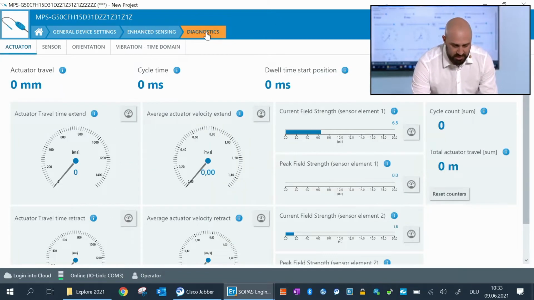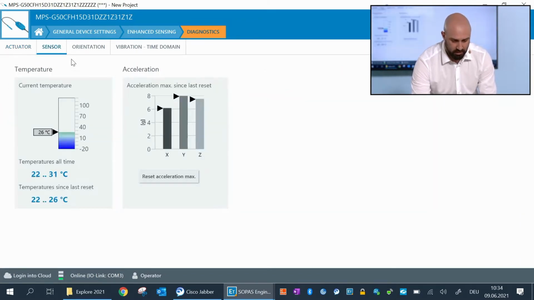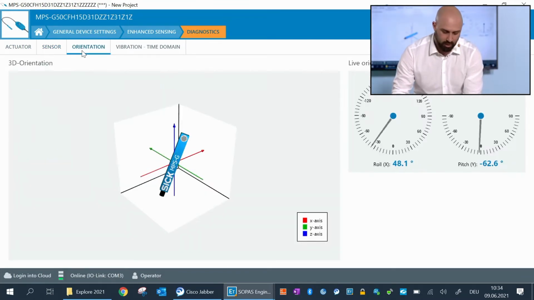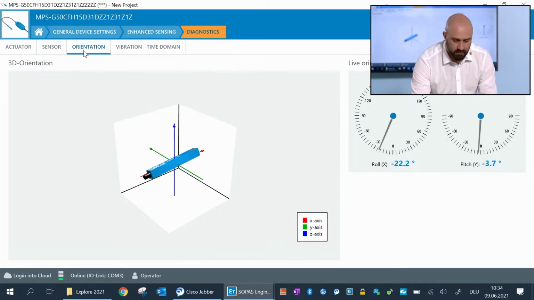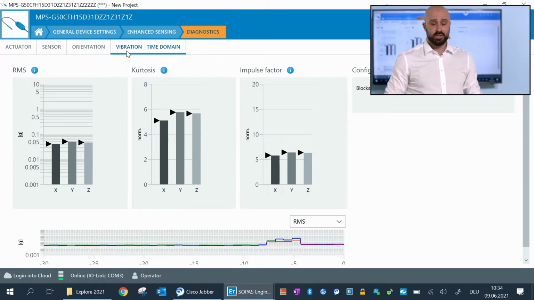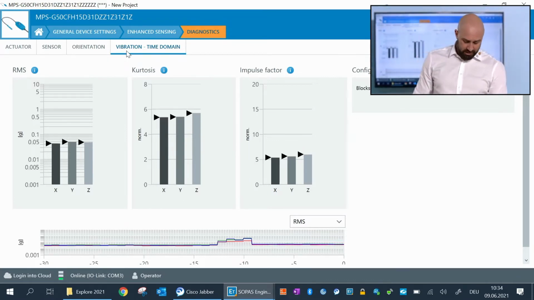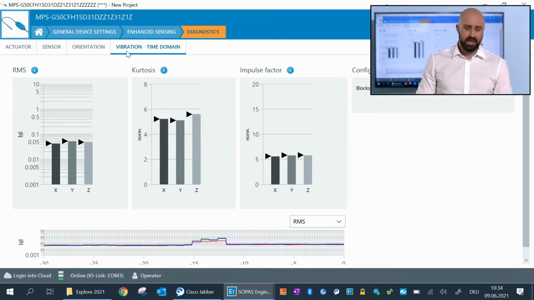Now we are coming to the diagnosis functionality. As you can see here, we're having the actuator travel, the cycle time, the dwell time, start position, the cycle count, and so on. And the process diagnosis functionality is divided into 3 pages. Here we're starting with the temperature and the acceleration, the orientation of the sensor head, and the vibration behavior. And now we would like to focus on how to do condition monitoring with these functionalities. But first of all, we would like to explain what condition monitoring is about.